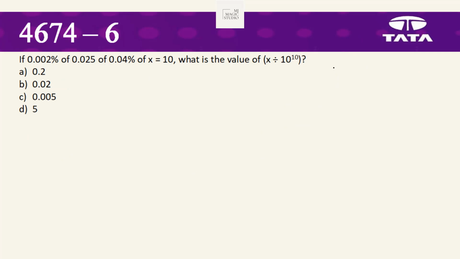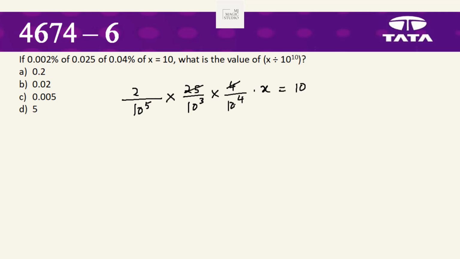So now what do we have? Simplification with percentages. 0.002%, that is 2 by 10 to the power 5, into 0.025, that is 25 by 10 to the power 3, of 0.4%, that is 4 by 10 to the power 4, of x is equal to 10.